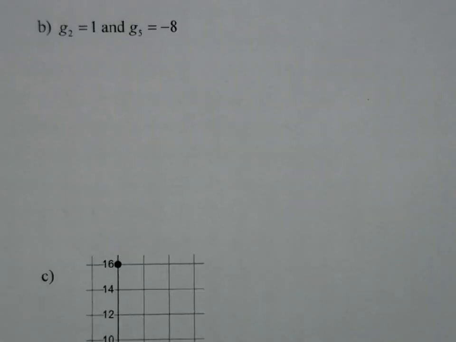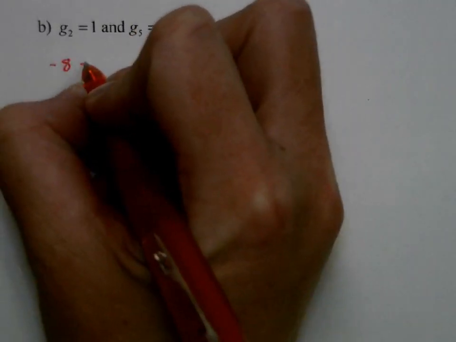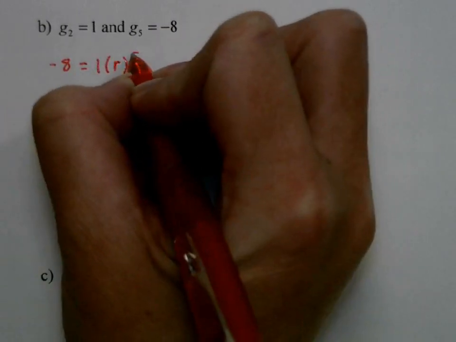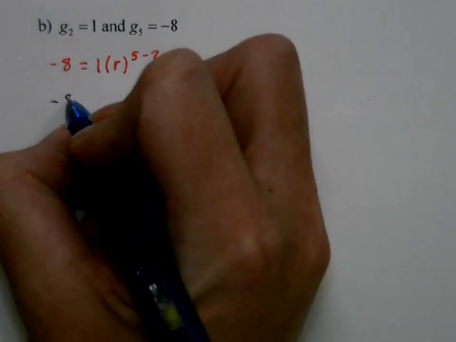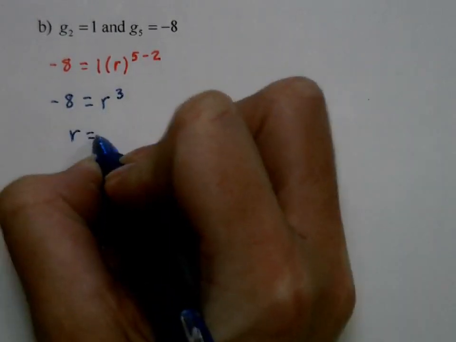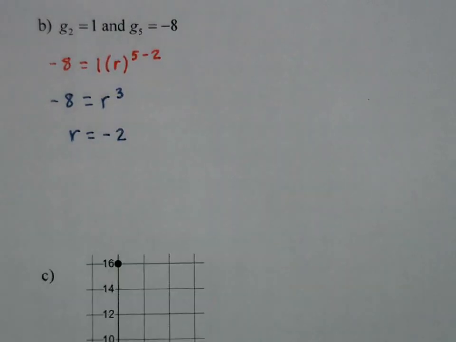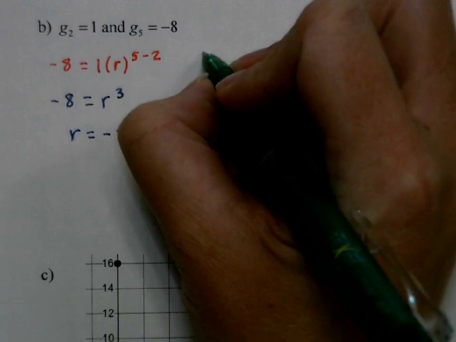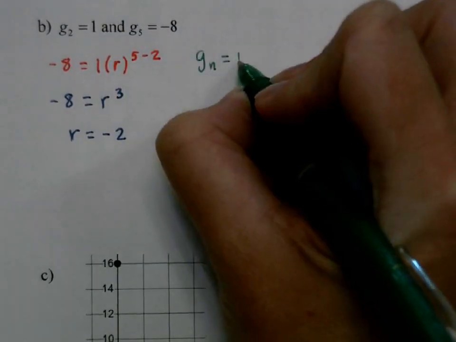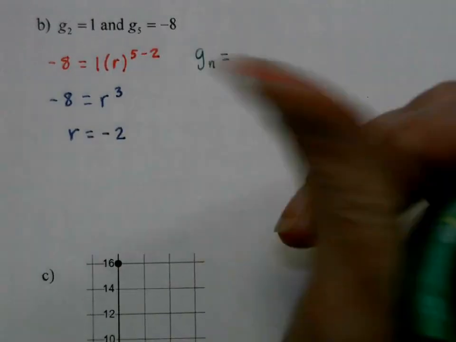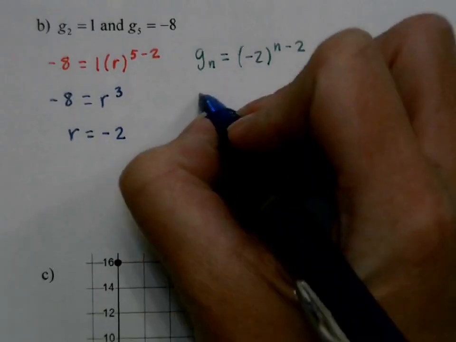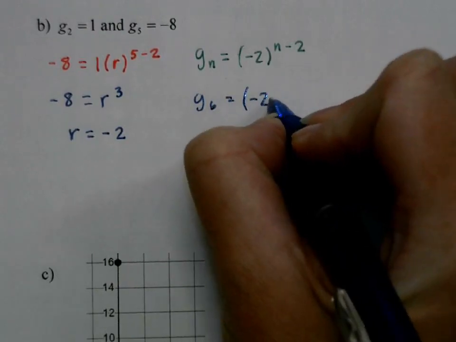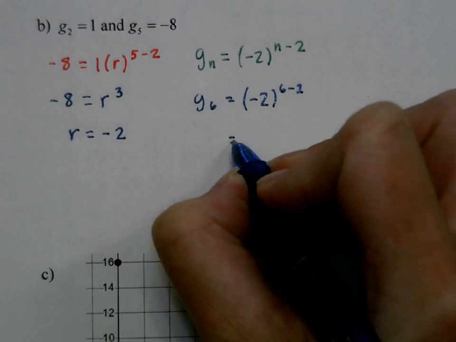Okay, here I am not given the common ratio, so we need to find it. So we're going to plug those into our formula. I guess I should write the general formula, but I did not. Sorry. So negative 8 equals r cubed, which means my common ratio is a negative 2. So my general formula is going to be g_n equals 1 times r, which is negative 2, to the n minus 2. And we'll find g of 6. So negative 2 to the 4th is 16.